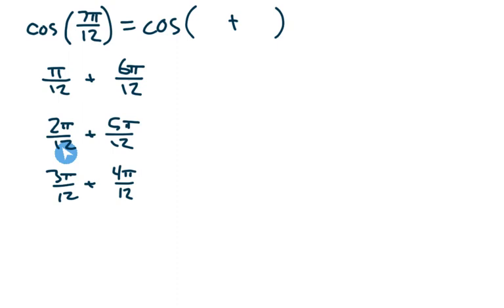Ding! Pi over 6. Right? There's a common factor of 2. You reduce it. This is pi over 6. This is a nice angle. This, though, is not.